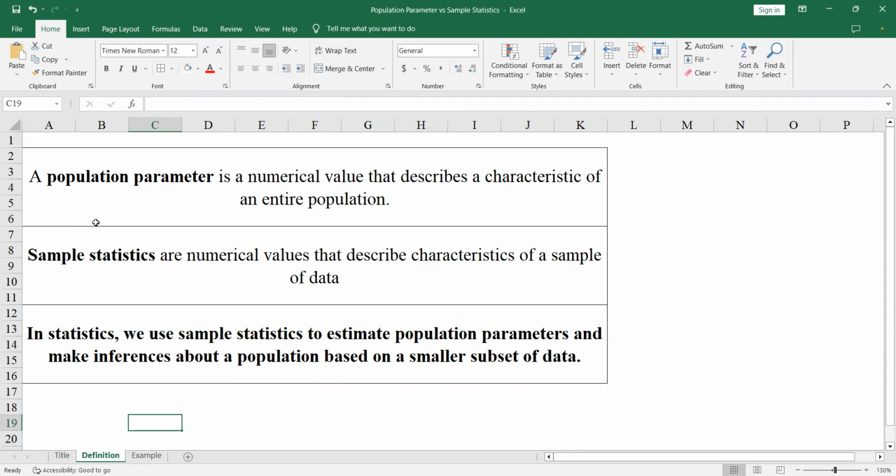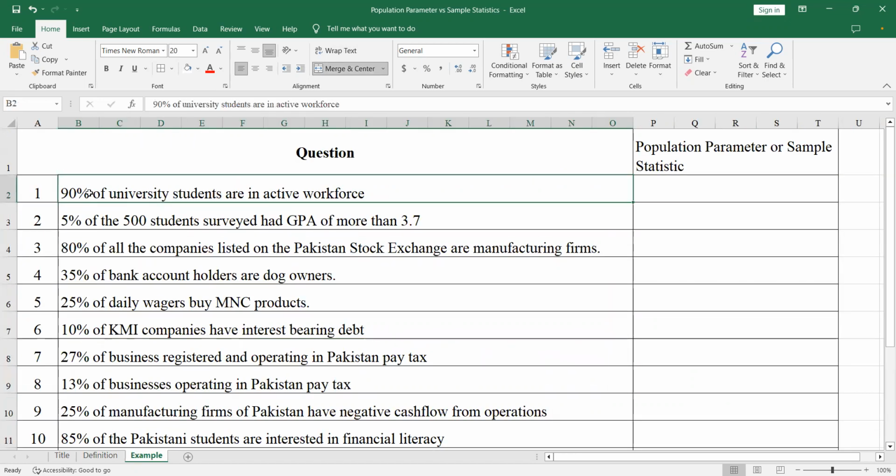However, because we cannot collect data for all the population individuals or entities included in the population, we usually use sample statistics to make inferences about the population. So we go from sample statistics and use those numbers to assume that the population will have similar patterns. So for example, 90% of university students are in active workforce.